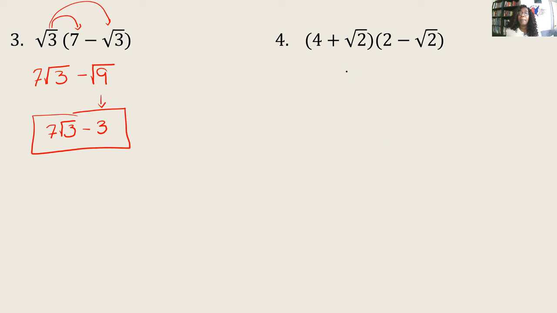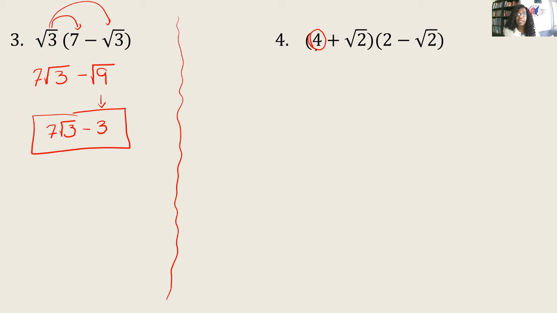So for number 4 is the second part. I'm multiplying a binomial with a binomial. So when I do this, I can do one of two ways, and I'm going to show you both ways. So the first one, I'm going to make myself a little bit of room, is called the FOIL method.